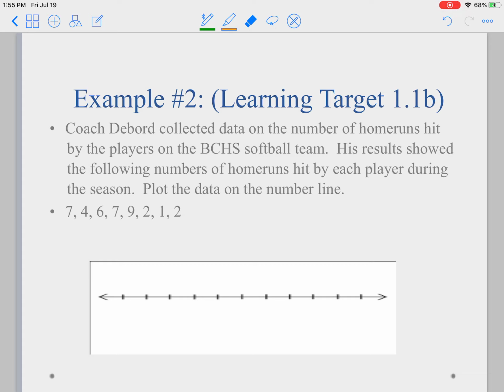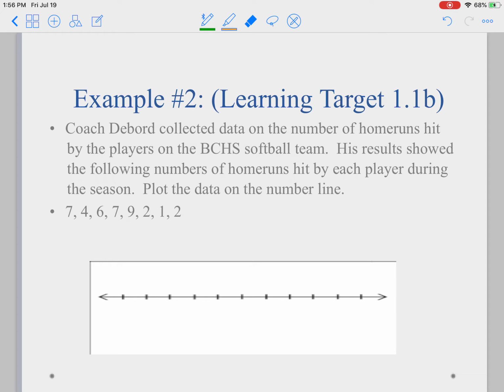Our example says Coach DeBoard collected data on the number of home runs hit by players on the BCHS softball team. His results showed the following numbers of home runs hit by each player during the season. Plot the data on the number line.